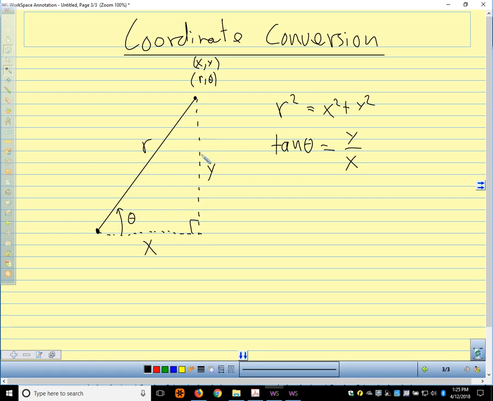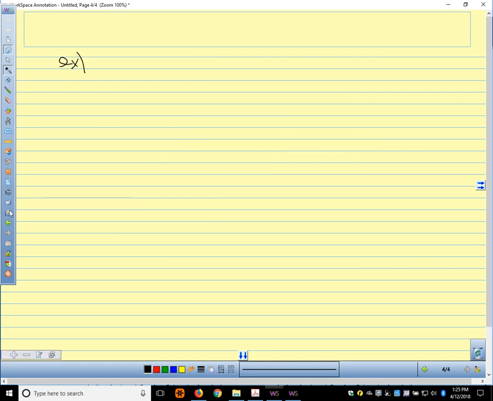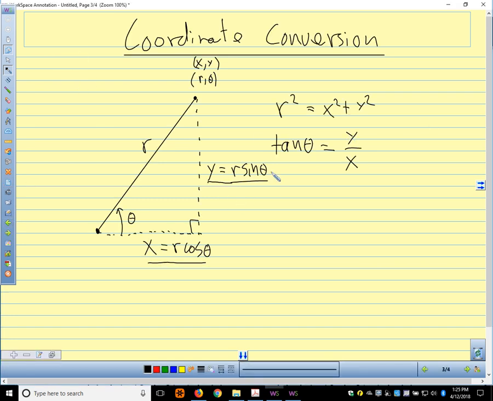We also know from this triangle that x equals r cosine theta, because cosine theta is adjacent over hypotenuse, x over r, solve for x, and y equals r sine theta. So those are going to be our conversions from polar to rectangular. And they're all based on this little right triangle. So let's take a look at some conversions. Let me back up really quickly. Questions about our triangle and what we wrote down there about the triangle? Okay.